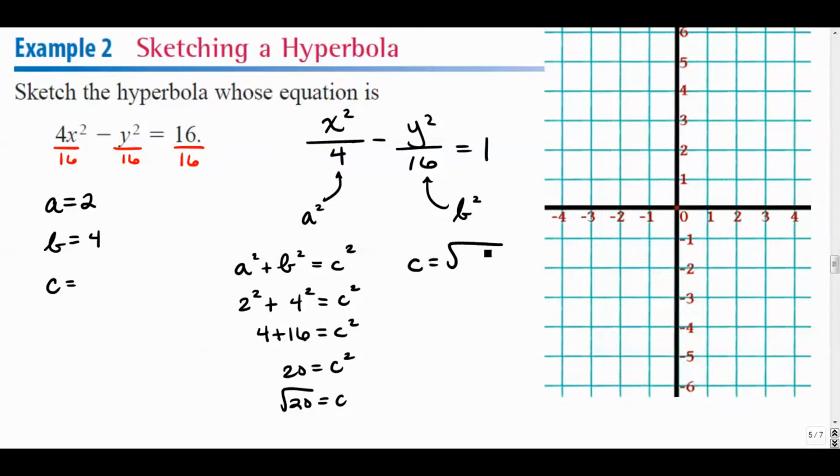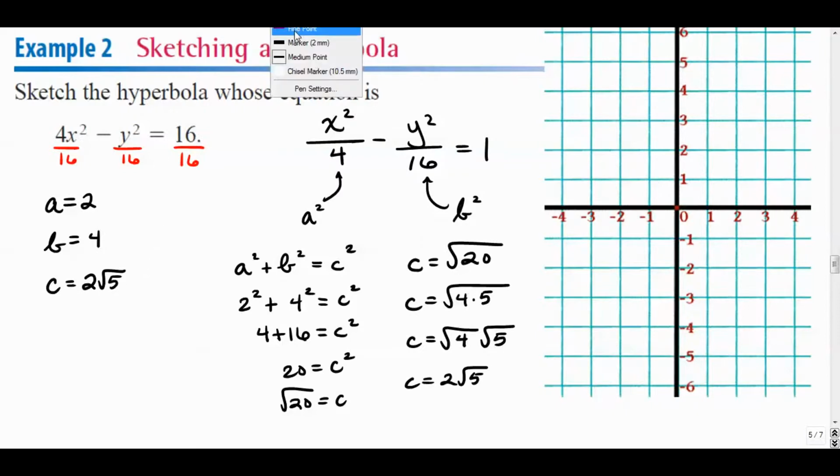If c is the square root of 20, let's break that down. We'll simplify this: 4 and 5, break them up. The square root of 4 is 2, radical 5. So I'm going to write it like that.